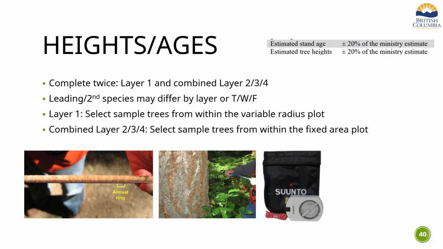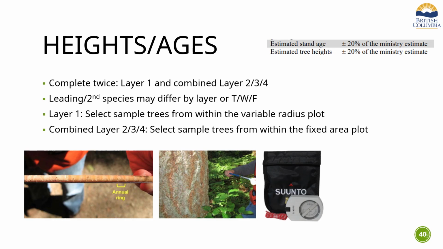Okay, moving on, heights and ages. You need to do silviculture and inventory heights and ages for layer 1 and the combined understory layers 2, 3, 4. So it could be a lot of work. As a warning, your leading or secondary species can change between layers or between data types too. So the data entry can get quite confusing if you're not careful.